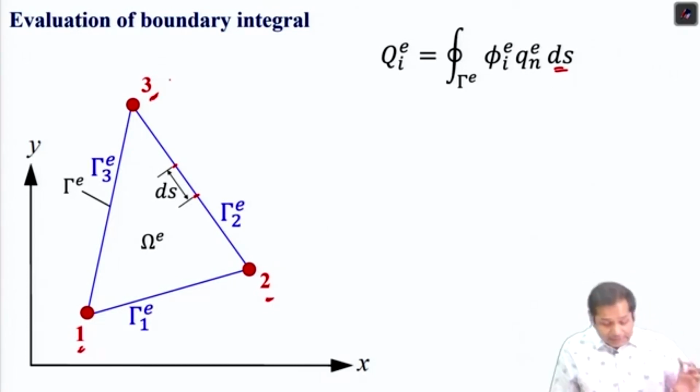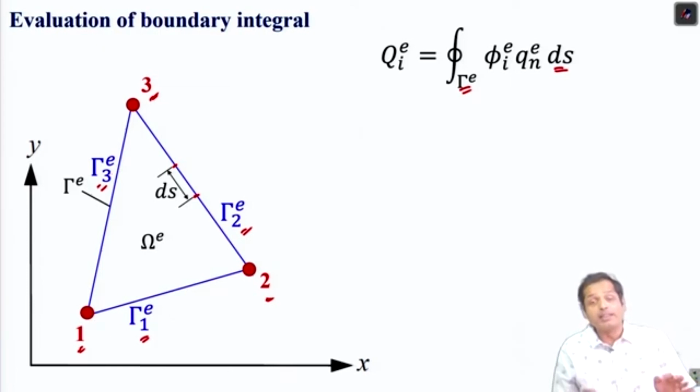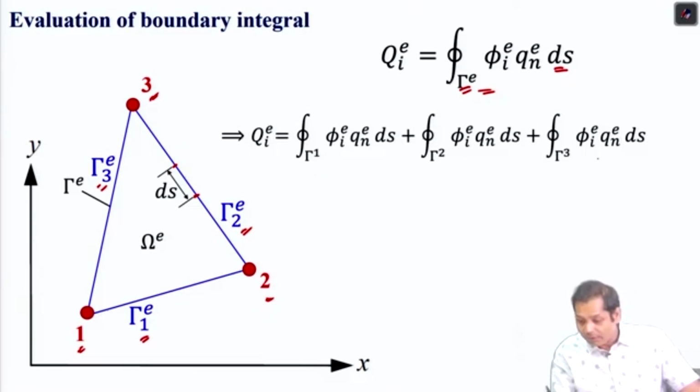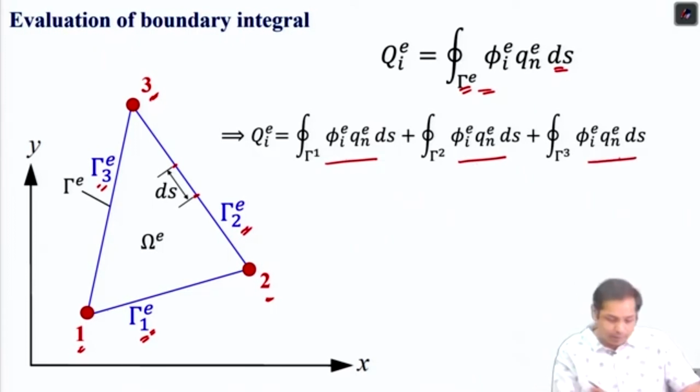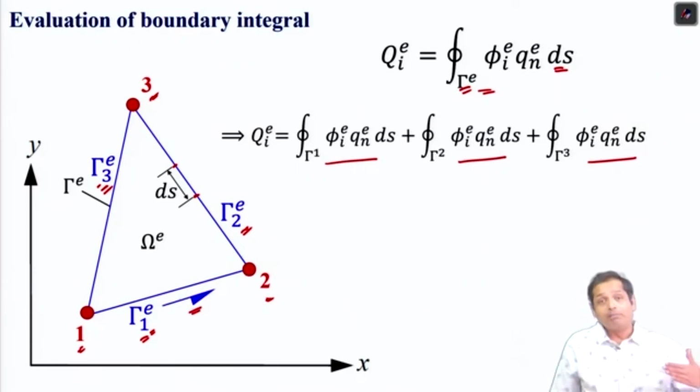As I just said, the total element boundary now has 3 parts: boundary number 1, boundary number 2 and boundary number 3. Boundary number 1 is between node number 1 and 2, boundary number 2 is between node number 2 and 3, and boundary number 3 is between node number 3 and 1. So this integration can be written in terms of these: this part is performed over this boundary, this part over this boundary, and this part over this boundary.